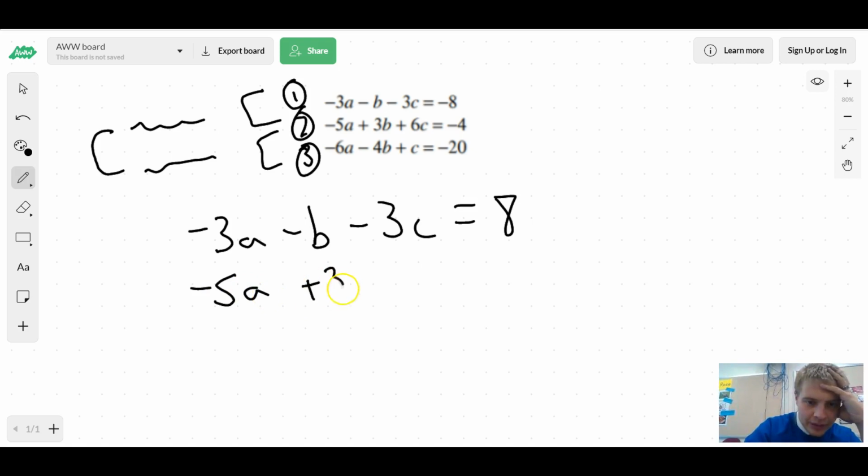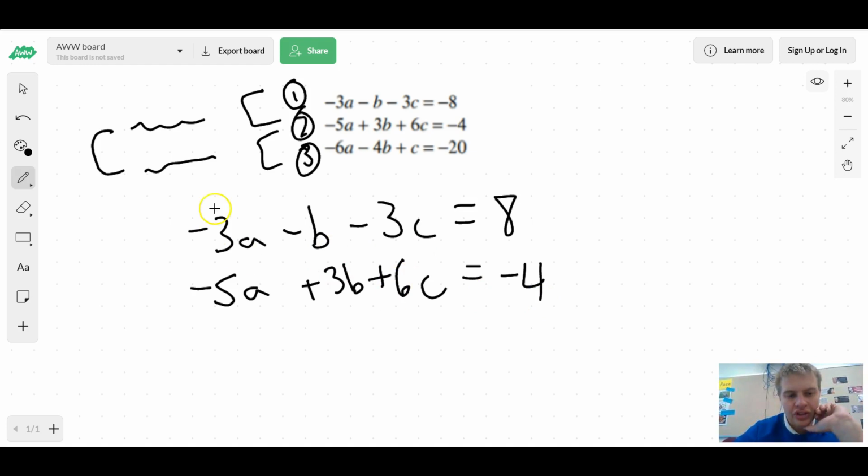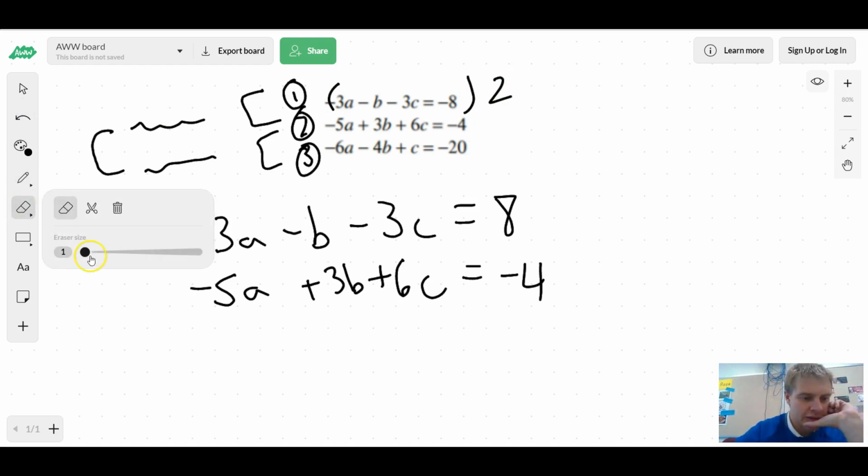And so I'm going to think about what I could multiply to make one of the variables cancel. And I think what we're going to try to make cancel first is we're going to try to get rid of C. Because I would just have to times the top by 2 to make the C's the same. So I'm actually going to do that. I'm just going to times the top by 2. So I'll get rid of these numbers that I had here.